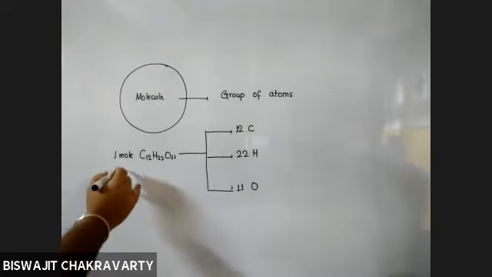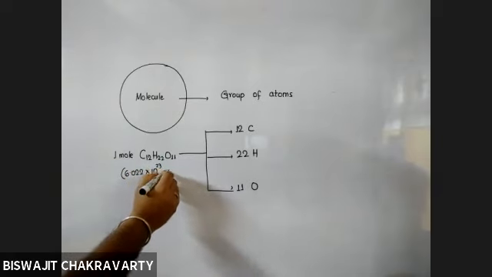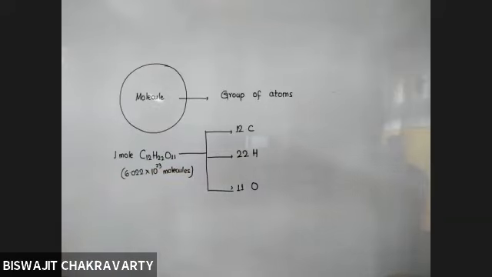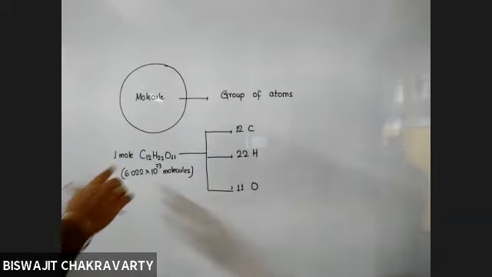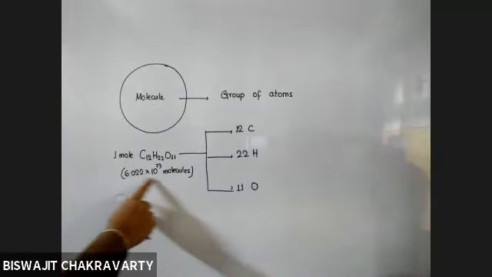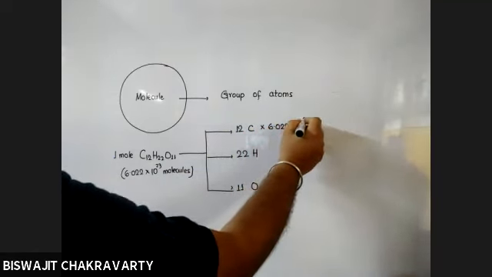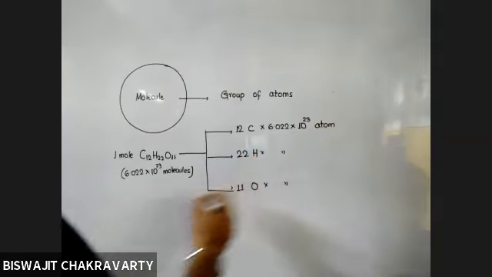How many molecules are there? Is it not 6.022 into 10 to the power 23 molecules? If I give 1 mole, this contains Avogadro's number or not? Yes, sir. So accordingly, when it was 1 molecule, we were writing 12 atoms. But when I write 1 mole, will it not be multiplied with Avogadro's number now? All will be multiplied, isn't it?